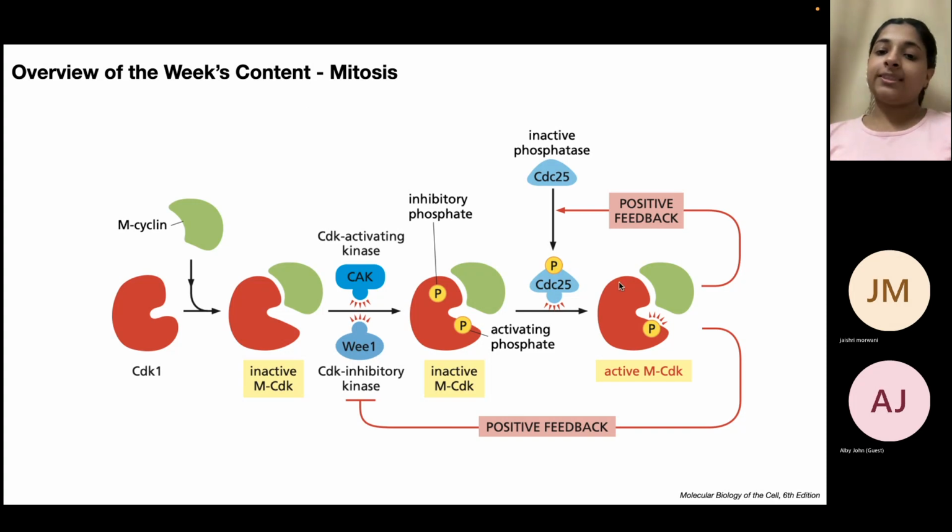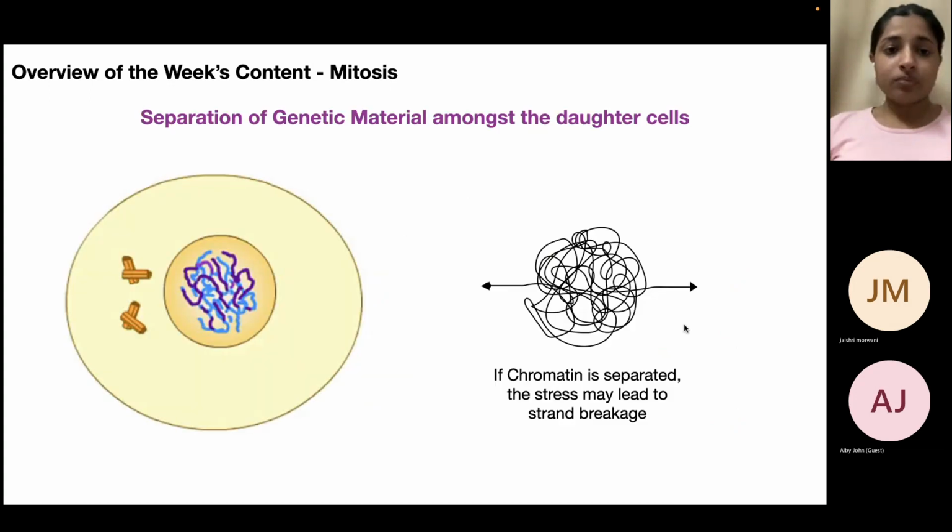But in the presence of CDC25, which is a phosphatase, it removes this inhibitory phosphate, as we can see here, and the protein becomes the active M-CDK complex. How this works is there is a positive feedback wherein the increased presence of active M-CDK further increases the activation of CDC25, and this generates more and more active M-CDK, and there is progression into the mitotic phase.